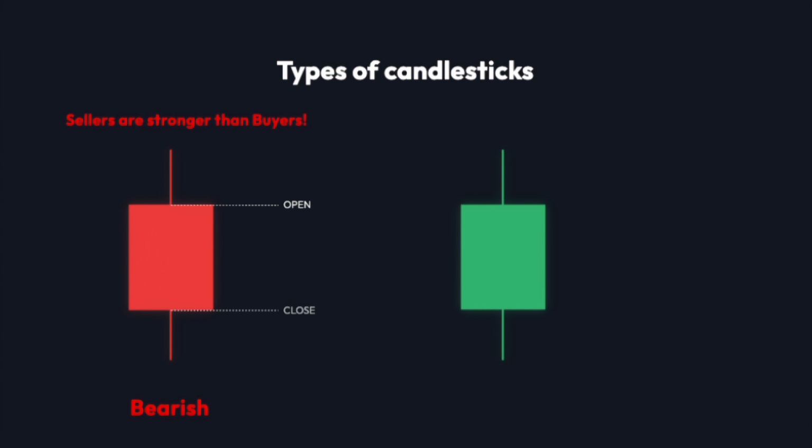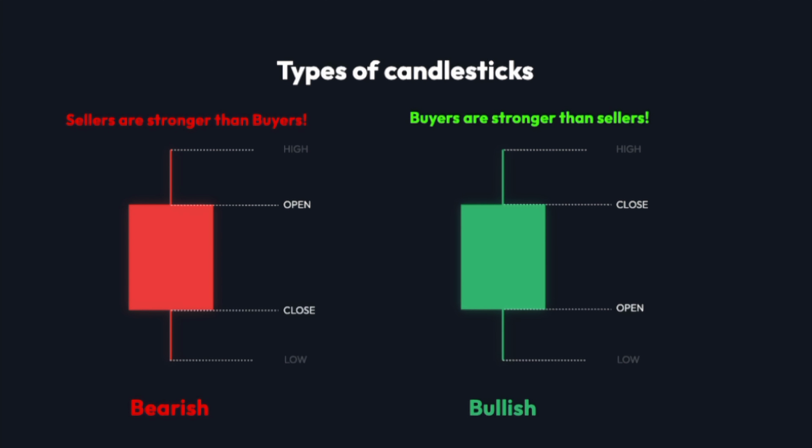Green candlesticks are known as bullish candles as price closed higher than it opened. Buyers were in control. For green candles, it is the opposite, as the opening is at the bottom of the body and the close is at the top of the body. The wicks show the highest and lowest prices the asset reached in that time period.